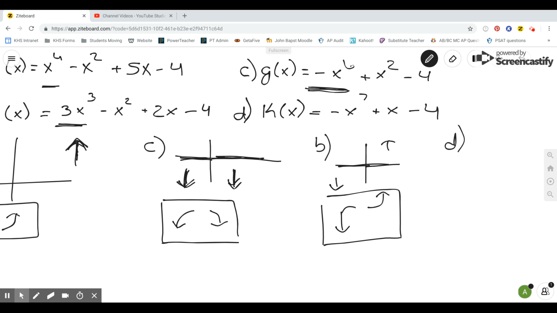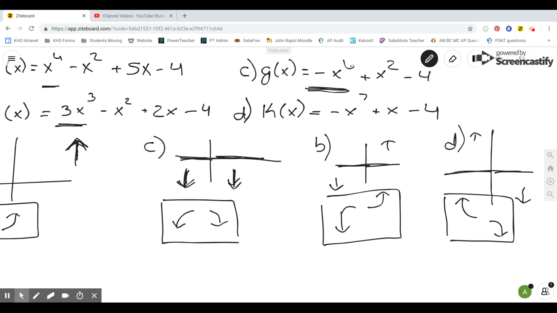Here, again, think about negative x cubed. Well, negative x cubed is just going to be the flipped version. So it's going to go up to infinity when x goes to negative infinity, and it's going to go down to negative infinity when x goes to infinity. So we have this general idea when you have a negative leading term with an odd degree.